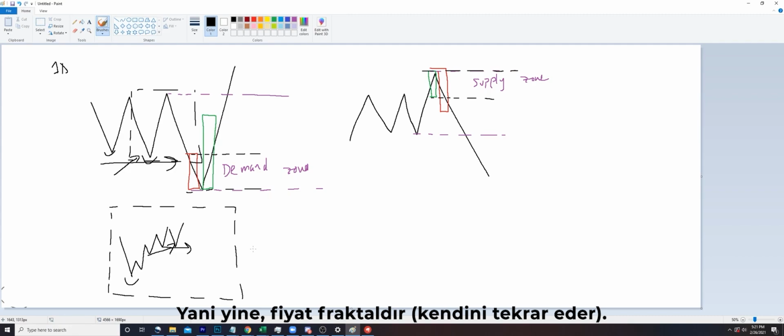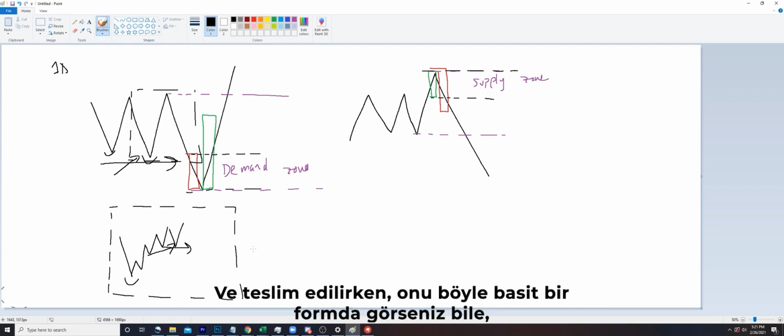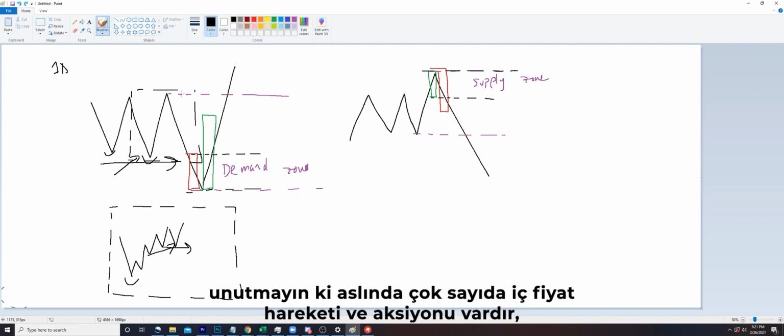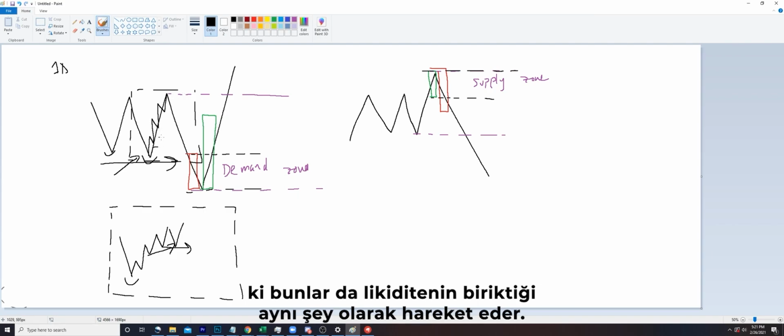So again, price is fractal, and as it is delivered, even when you see it in a simplistic form like this, remember that there's actually a lot of inner price movements and action, which is also acting as the same thing where liquidity is being built up.